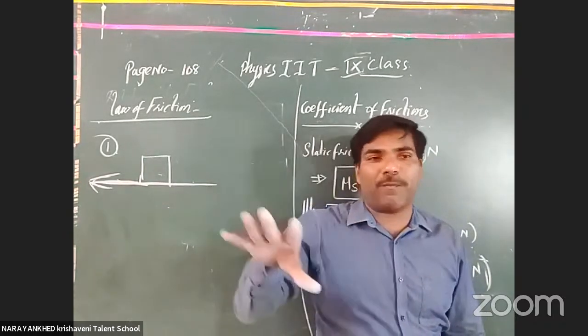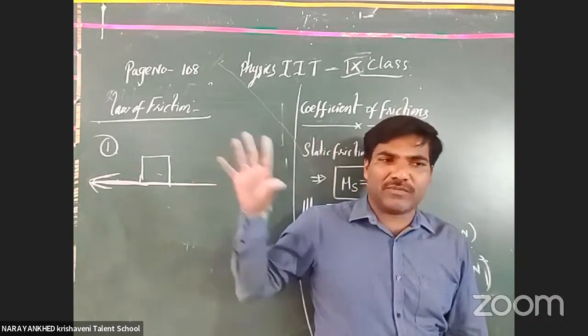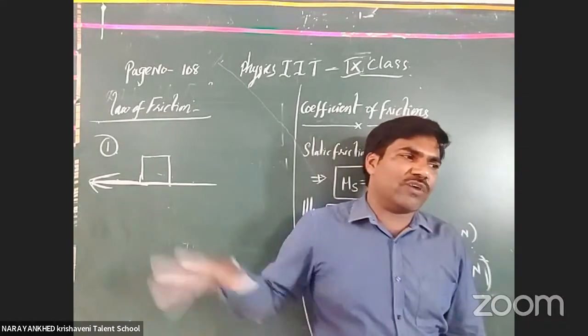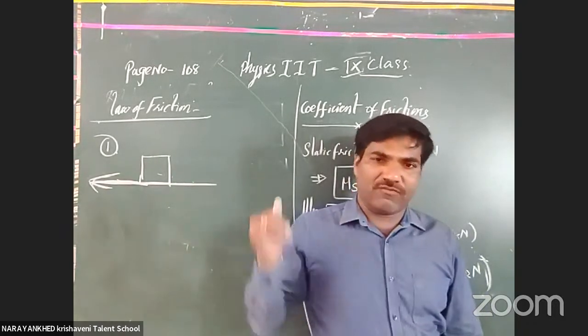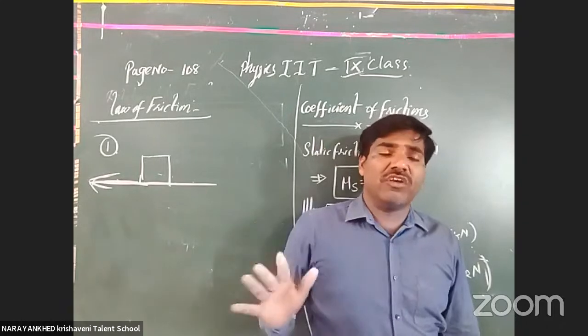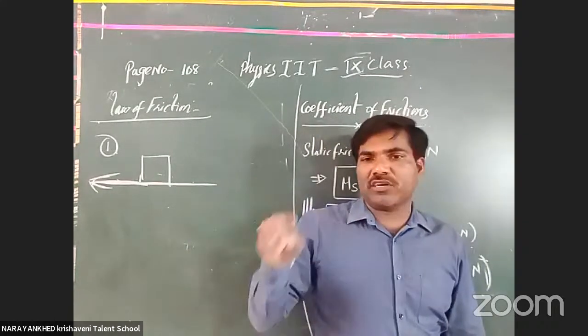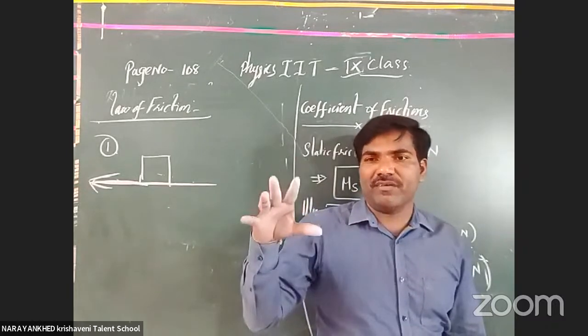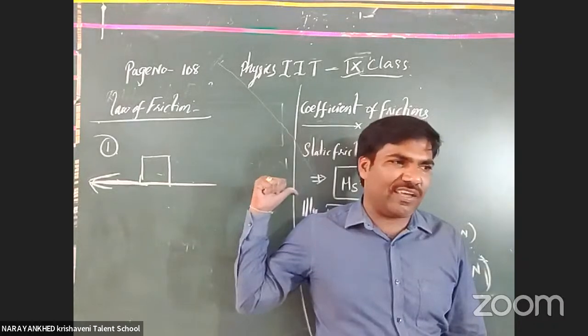Whatever force you apply, that much force is not utilized for your motion. Somewhat it is opposed by the friction. Suppose you apply an 8 Newton force. If the total 8 Newton is applied for motion, means what? At that time, how much acceleration will you get? 8 meters per second square, or not?